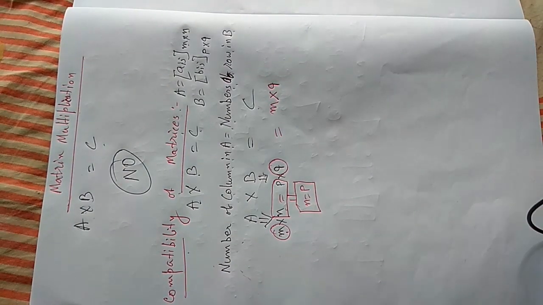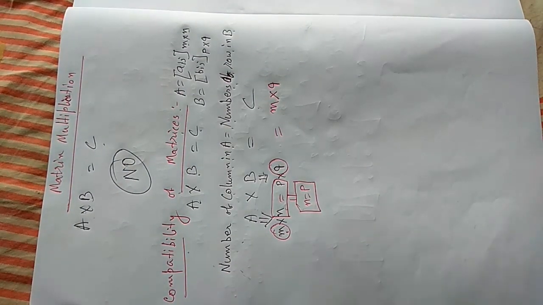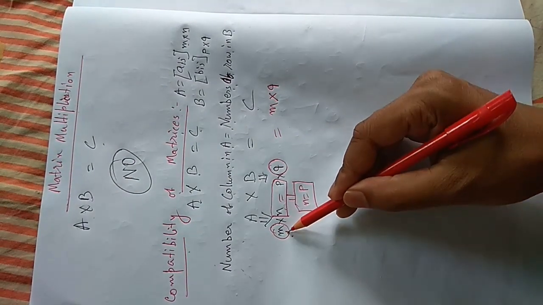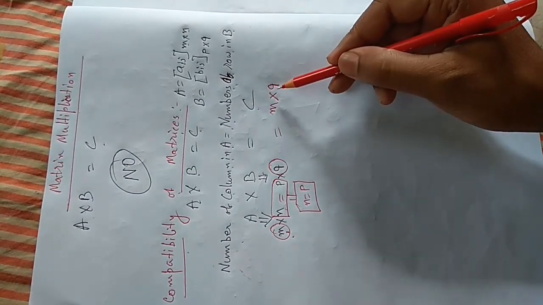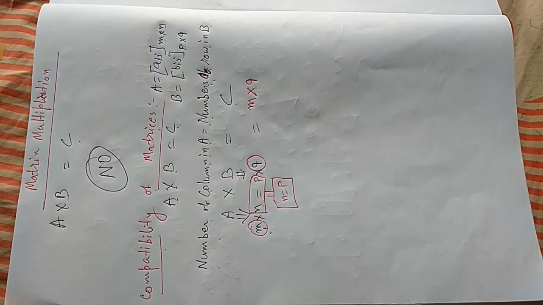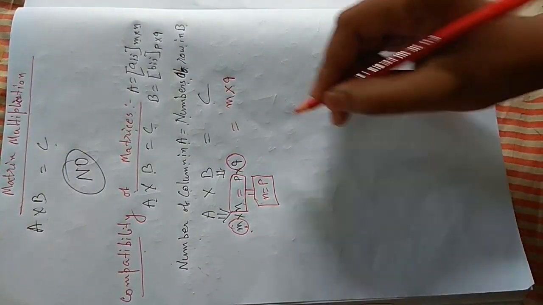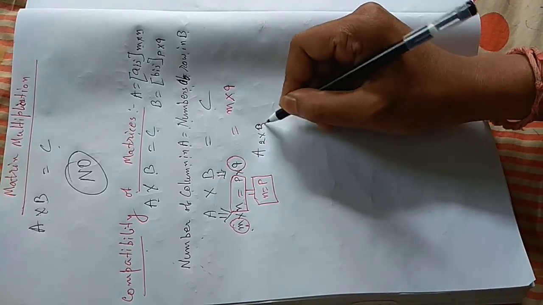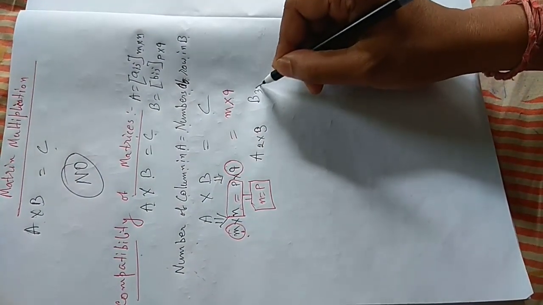So again I repeat: two matrices can be multiplied if the first matrix's number of columns equals the second matrix's number of rows, and the resultant matrix, that means the product matrix, has the remaining order: the first matrix's number of rows and the second matrix's number of columns. If we take an example, you will understand very well. Consider matrix A of order 2 by 3 and matrix B of order 3 by 4.